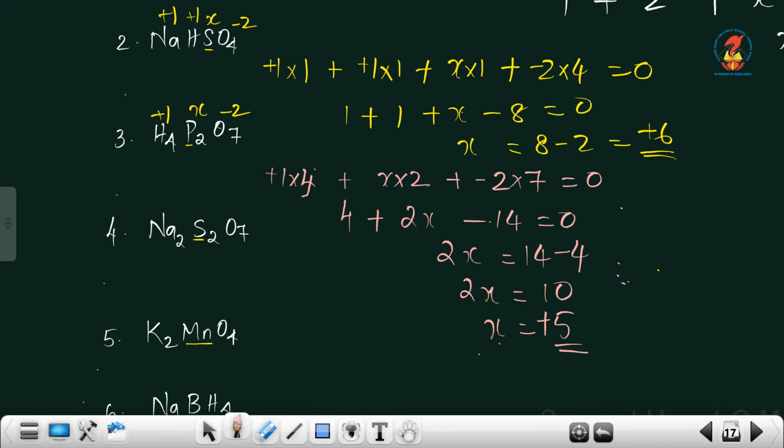So what is the oxidation state? Always remember, we are assigning the oxidation state of each atom or each element present. What is the oxidation state of the single phosphorus present here? We are writing the oxidation state of phosphorus only, one phosphorus, so it is +5. What we are getting is +5.